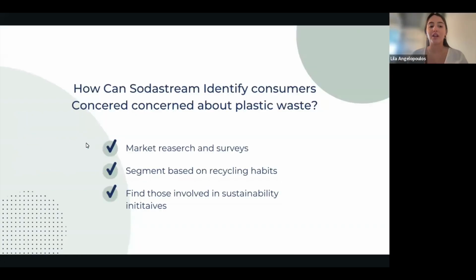There is a large market of people who claim to have interest in sustainability, but not a large amount who will act on it. In order to identify consumers concerned about plastic waste, SodaStream can look into who recycles and participates in environmental organizations in order to pinpoint their concerned consumers. This audience can be found through conducting surveys, monitoring recycling habits, and finding people who are involved in environmental projects.